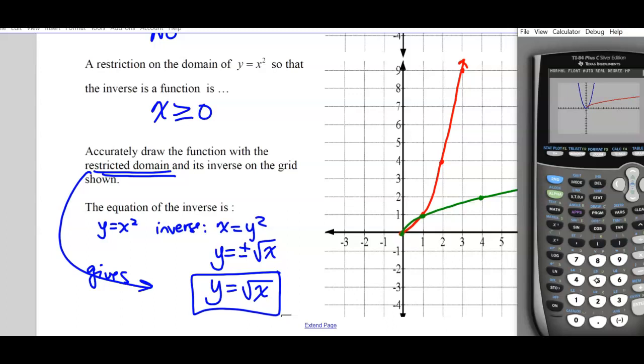Can you get the calculator to display functions with restrictions? I think you can, but I never do. I think you can actually go comma. Is there an inequality sign? There is. I think it's a comma. Where is it? Oh, test.